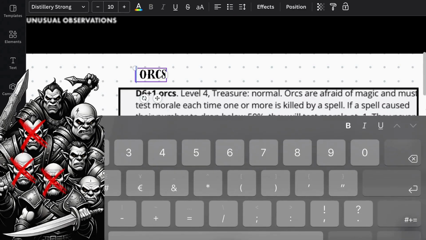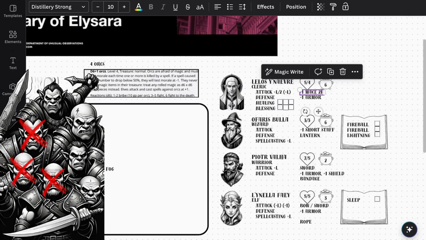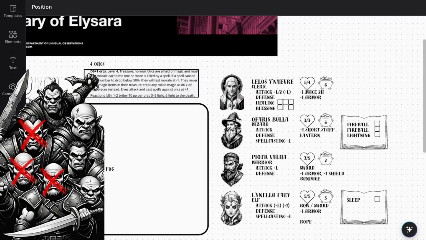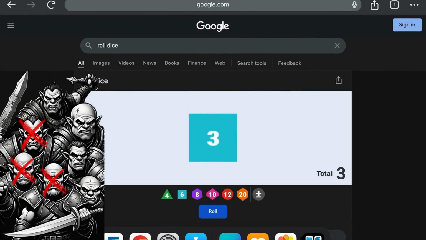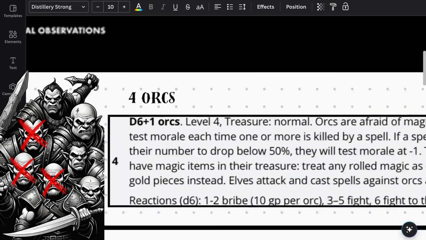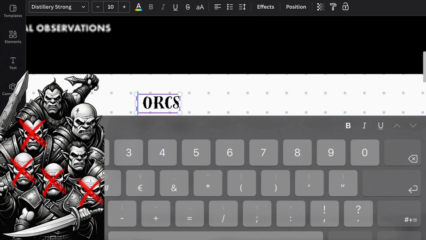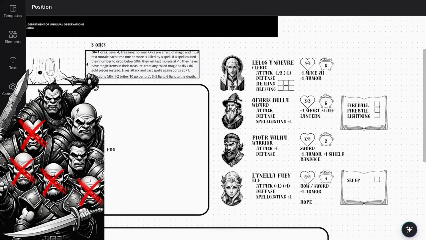Now we have 4 orcs, and Lelos just realized what is happening, so I believe he's quick enough. Yeah, he's an elf. He has agility. Okay, let's roll for an attack for Lelos versus the orcs. It is 3 plus 1 for the 2-handed mace, which is 4, and it is enough for another orc. Now they are only 3, and we have to defend, so Lelos, Piotr and Linella can defend once each.